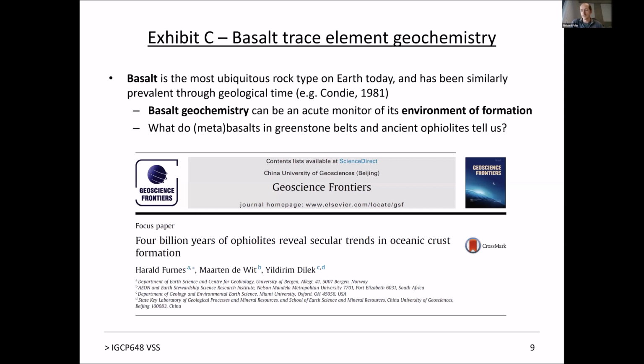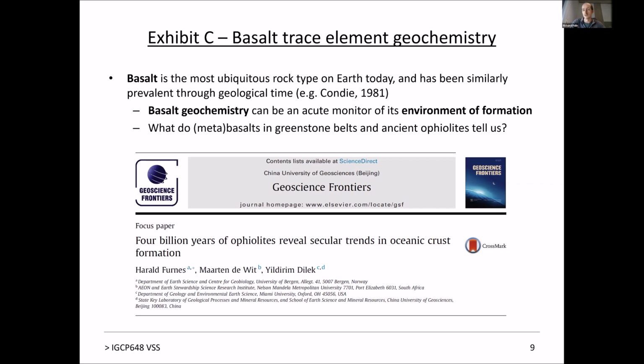Did it form in a mid-ocean ridge? Did it form in a back arc basin? Did it form in a continental flood basalt like the Deccan Traps? And there are distinguishing characteristics, trace element ratios you can use to tell these apart. So what happens if you apply these ratios to basalts back through geological time?